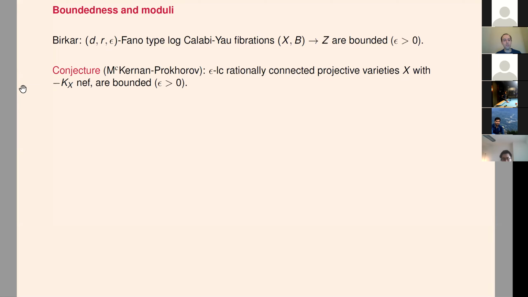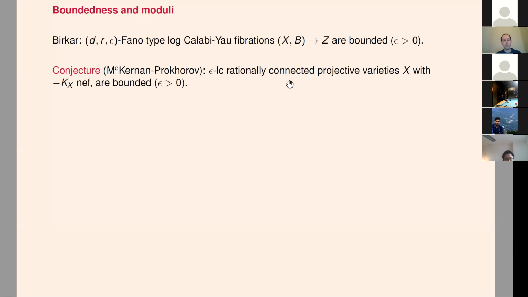Something related to this is a conjecture of McKernan and Shokurov, which says that if you look at epsilon-canonical rationally connected projective varieties X with fixed dimension such that minus K is nef, then they should form a bounded family where epsilon is positive. Here I forgot to write, you need to fix the dimension. The dimension is fixed, the type of singularity is bounded. Instead of looking at Fanos, you take rationally connected varieties.